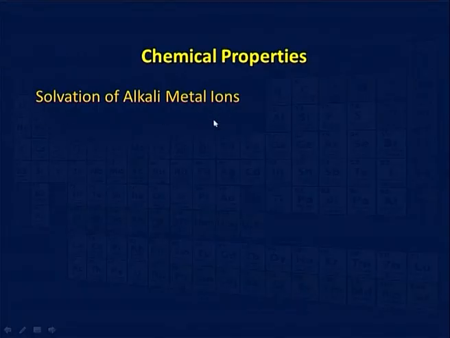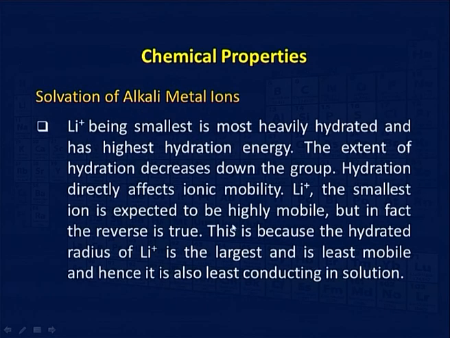Now, here we are writing solvation of alkali metal ions, and I have already told you that lithium is smallest in size and is heavily hydrated. According to size, because lithium is the smallest, it should have the highest conductivity, because conductivity is inversely proportional to the size of the ion. But lithium, being smaller, should move faster, but it is not so, because it is heavily hydrated, and therefore the hydrated ion moves very slowly in comparison to the others.